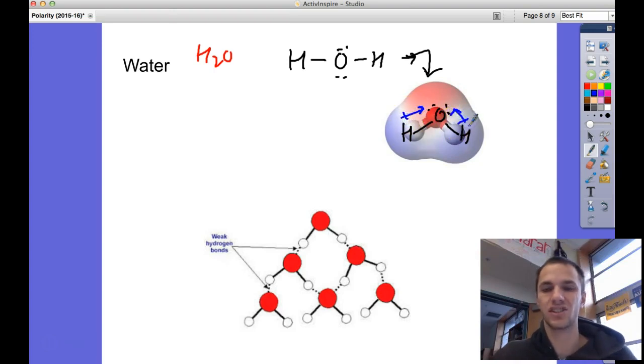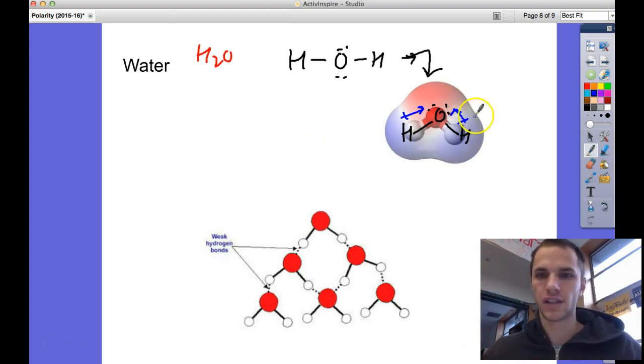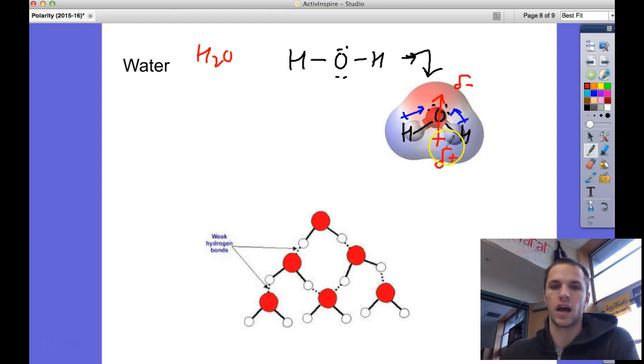Are those canceling each other out? Not exactly. They're not pointing directly at each other. As a result, there's a net dipole. In which direction? Kind of pointing up like this. Okay, they both tend to be pointing slightly up. So as a result, that indicates there's a slightly negative charge on oxygen and a slightly positive charge on the hydrogen ends. Why is this important?